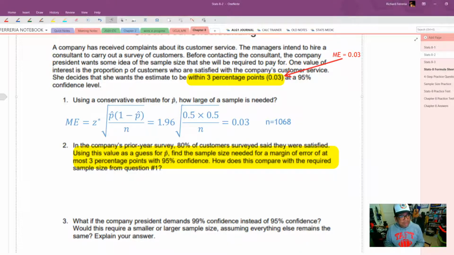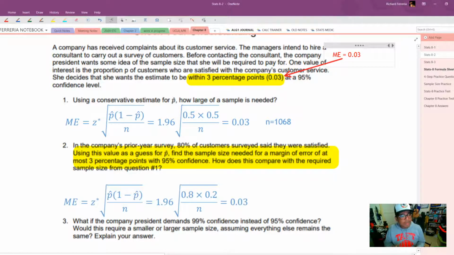But that's okay. We're going to do pretty much the exact same routine. The only thing that changes in our equation, and yes, you need to write the entire equation all over again, the entire thing, the only thing that's going to change is p hat and 1 minus p hat. So that's nice. Let's go to the calculator.